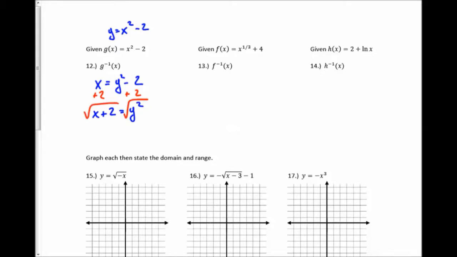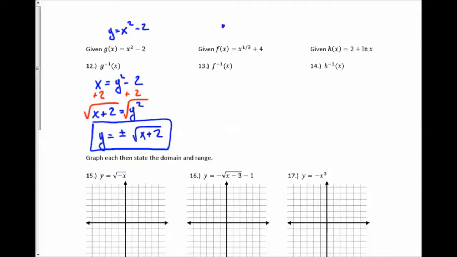And I just have to remember, since I took the square root of each side, I do plus or minus that square root. So it's plus or minus the square root of x plus 2. And that is important here because the original function is a parabola. And if I forget the plus or minus, I'm not going to have the entire inverse. The plus or minus gives me an entire sideways parabola as opposed to just half a sideways parabola. Okay, so don't forget that plus or minus when you take the square root of each side of an equation.